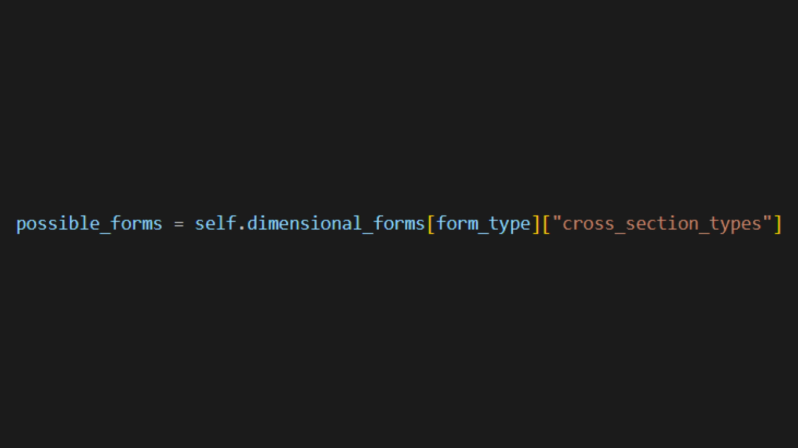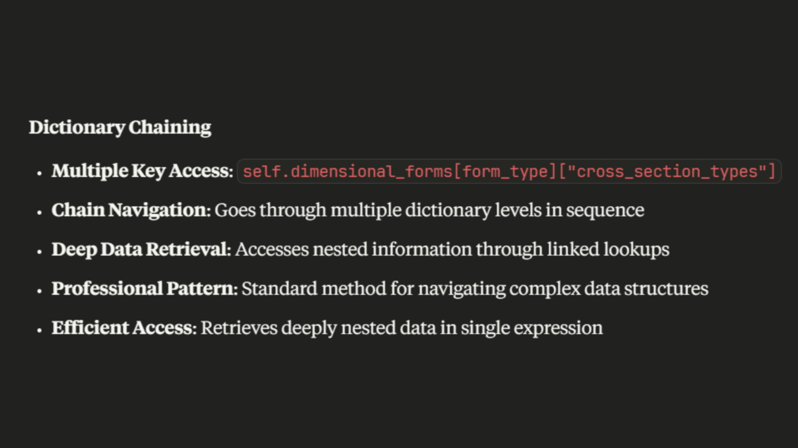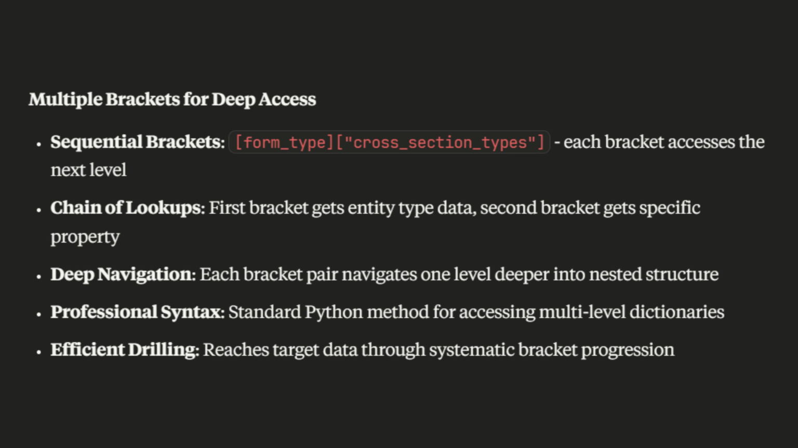possible_forms = self.dimensional_forms[form_type], and then immediately another bracket, ["cross_section_types"], closing that out. Now here we're demonstrating dictionary chaining. We're using multiple bracket operations in sequence to access deeply nested data.